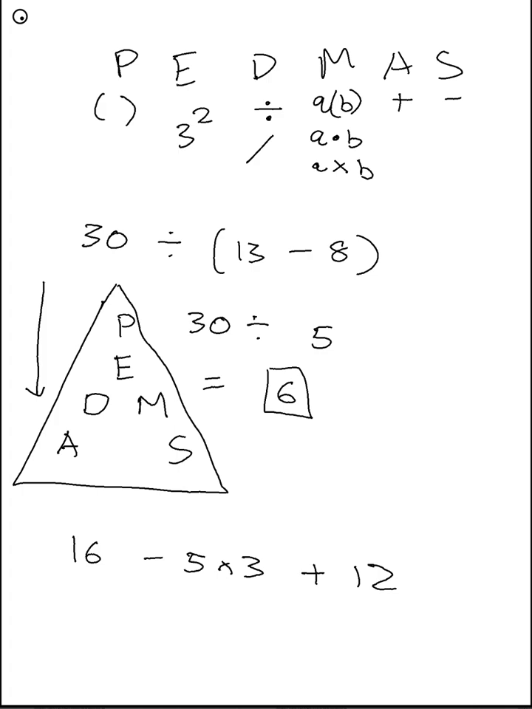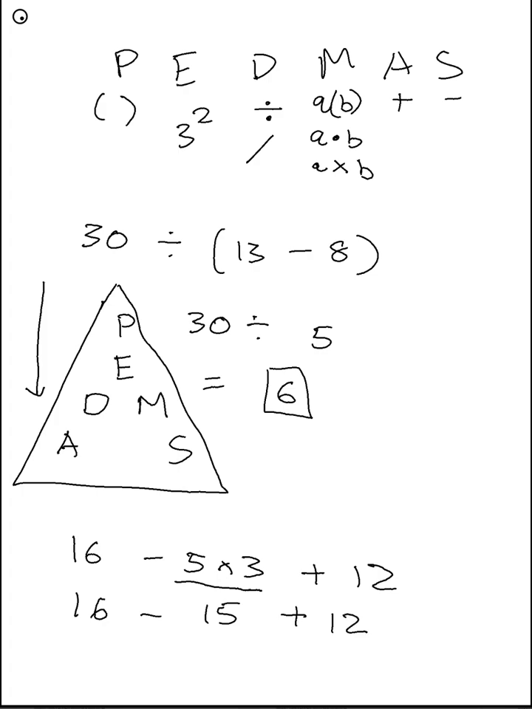Now that you've solved the problem, let's work through it. Looking at our pyramid, we see we have no parentheses, nor any exponentiation. But we do have multiplication, which is the highest on the pyramid. So then we multiply our term in the middle. Doing that, we get 16 minus 15 plus 12.